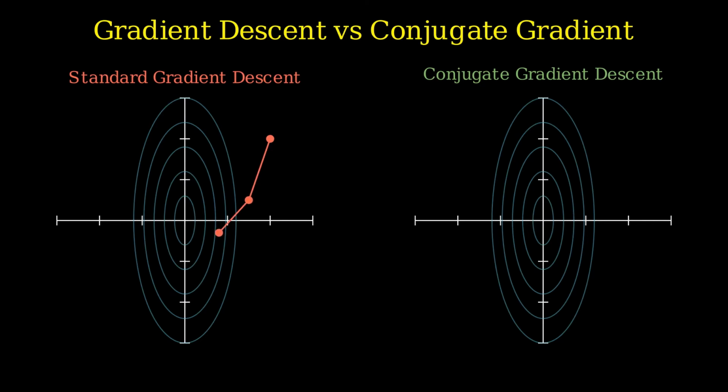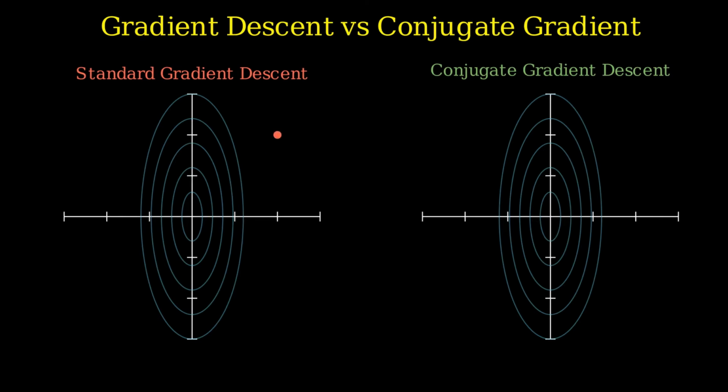It's zigzagging back and forth. Step 1, perpendicular turn. Step 2, perpendicular turn again. This is the classic problem with gradient descent on ill-conditioned problems. The gradient keeps pointing perpendicular to the valley, so we bounce from side to side like a pinball. After 8 iterations, we're finally close to the minimum, but we're still not quite there. In practice, this could take dozens or even hundreds of steps.